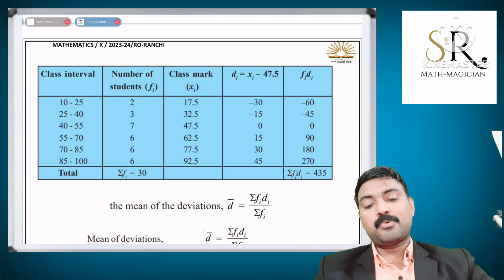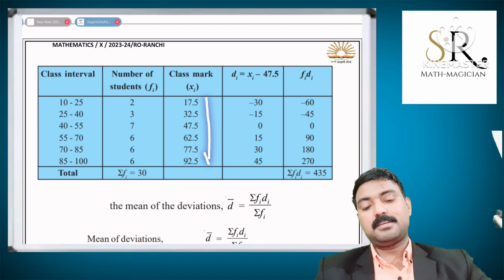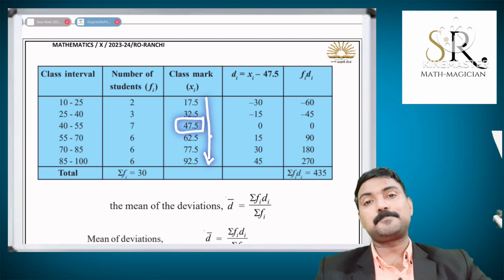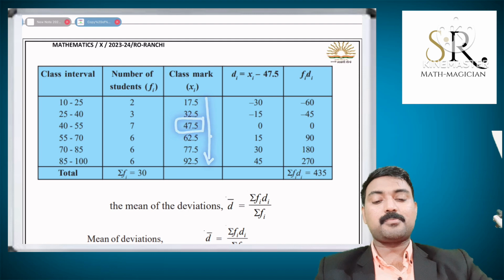Now, before finding arithmetic mean, we will assume any one of these. In this column, in this class mark, is there any one? Suppose the middle one, 47.5, that can be considered as the assumed mean. So this 47.5 is known as the assumed mean. We can call it letter A.